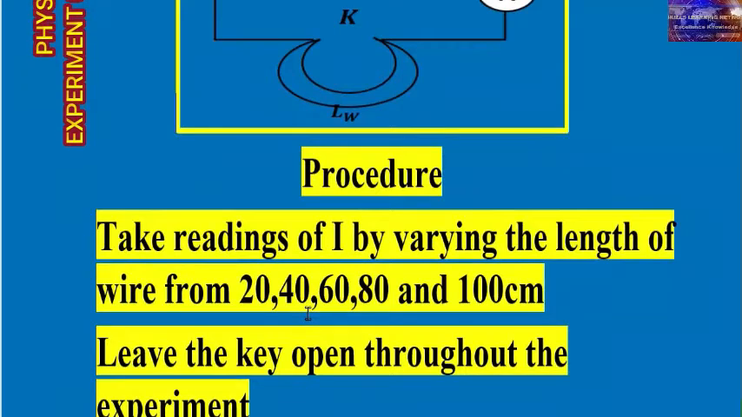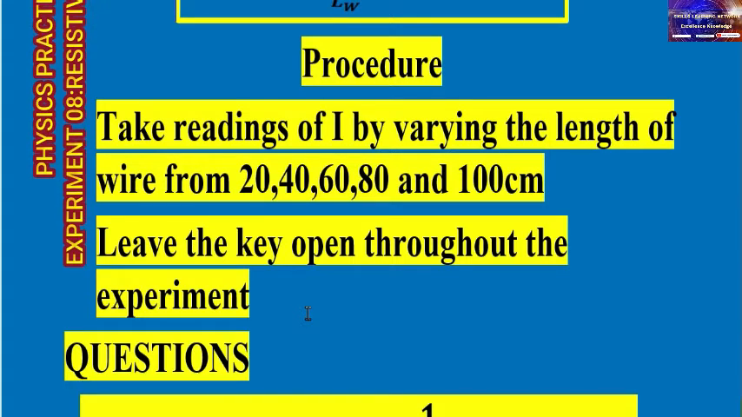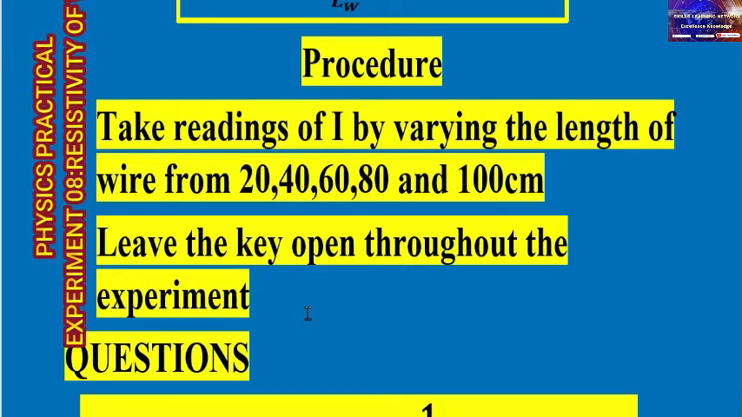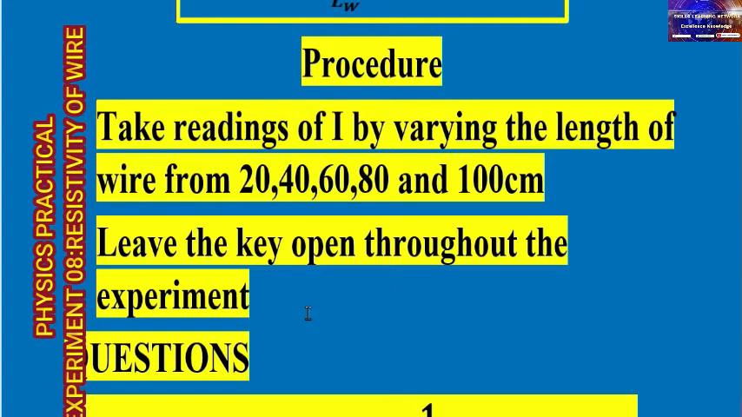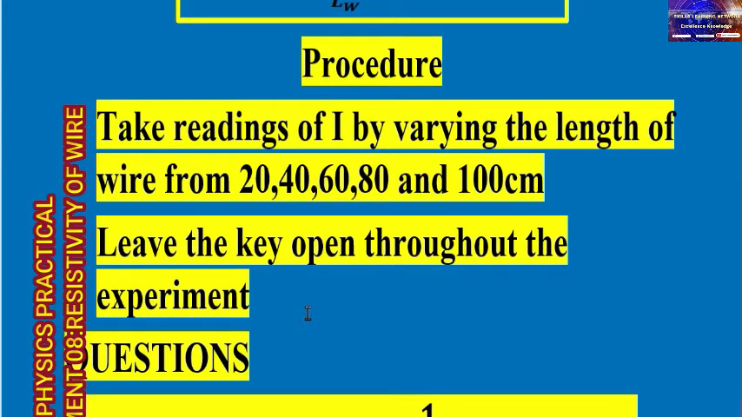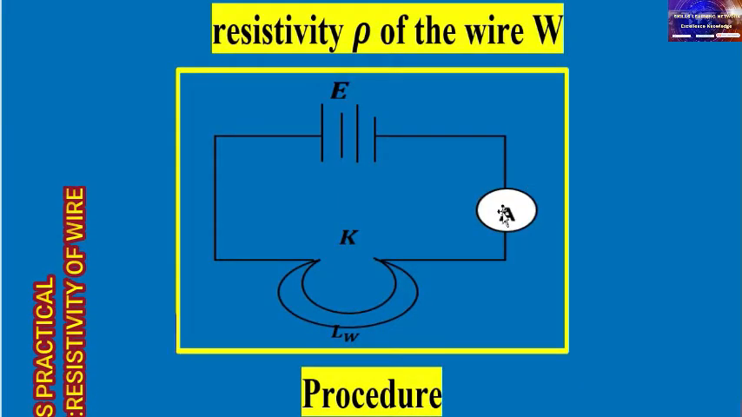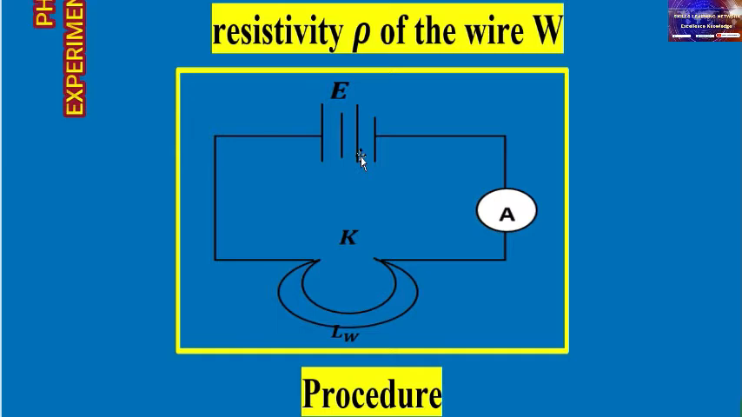Procedure of this experiment: take readings. The main procedure is that you record the readings of current by varying the length of wire from 20 up to 100 centimeter. And when you perform the experiment, make sure you leave the key open throughout the experiment. That is the main procedure. It means you vary the length of the wire, and you record the value of current through the ammeter. And remember, we have internal resistance in that battery.